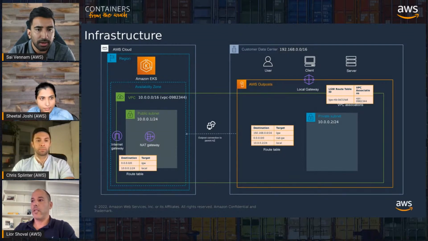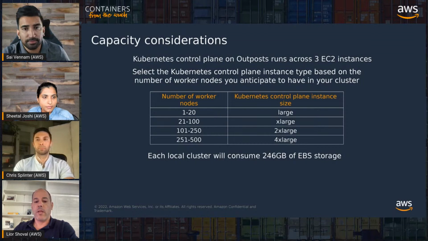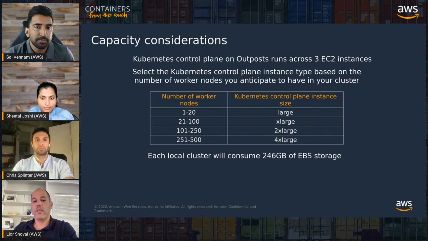If we can go to the next slide now, please. Hi. So in this slide, we have a general guideline for capacity planning. Local clusters, like pretty much everything that goes on in a local data center, require some level of upfront planning. We use 3 EC2 instances to host the Kubernetes control plane, which we'll talk about in detail soon in the following slides and in the demo. We use these 3 instances to build a local cluster in a highly available configuration.